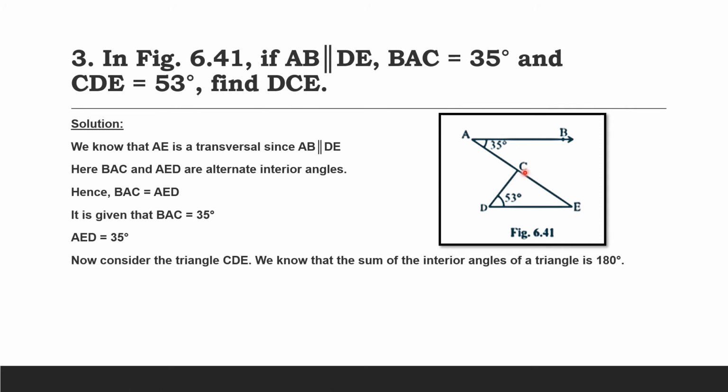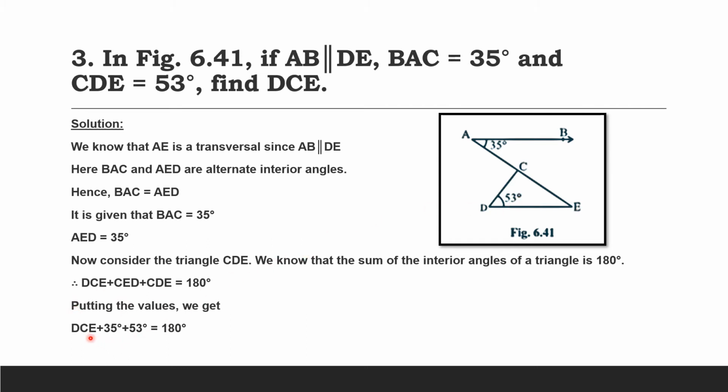Now consider the triangle CDE. We know that the sum of angles of a triangle is 180 degrees, and we found the angle CED and we are given the measure of CDE. So it is easy to find the measure of angle DCE. We substitute the values in the equation that the sum of angles of a triangle is 180 degrees. So we will get angle DCE plus angle CED plus angle CDE is equal to 180 degrees. And we have the values of angle D and angle E.